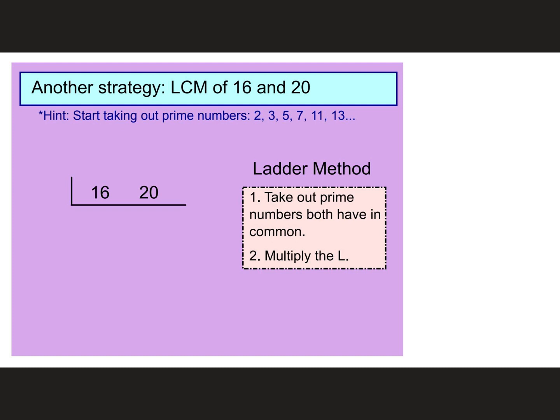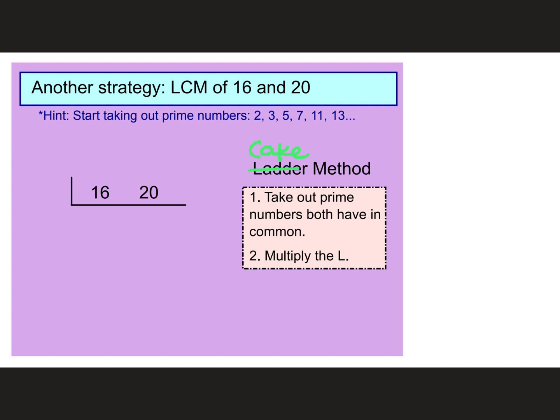The other method for this is what I call the cake method. We use this for greatest common factor. We can also use it for least common multiple. So it says that you need to take out prime numbers. That's not true. You need to take out a number that they both can be divided by. It can be prime. It doesn't have to be.